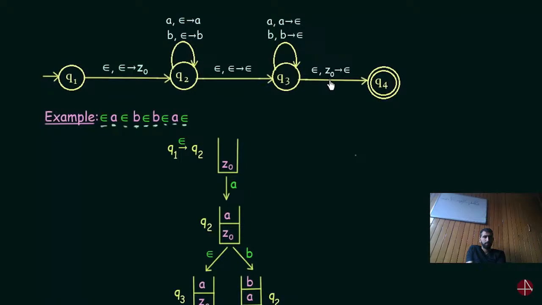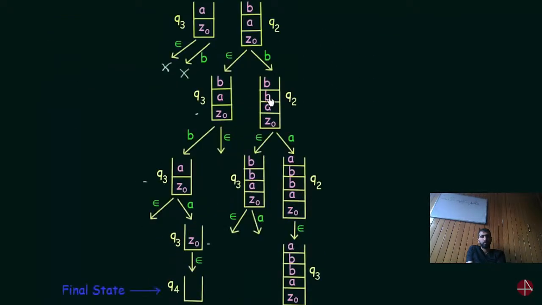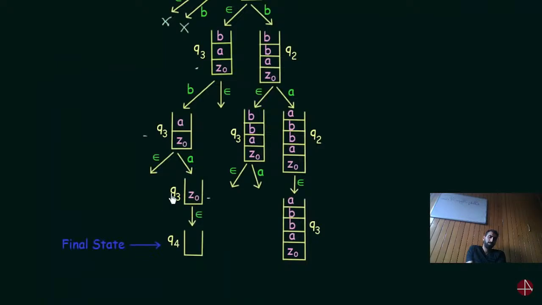We have to check if Z0 is on top of the stack, and if it is, you can pop that Z0 and go to the final state Q4. So let's see what happens. We were over here, and what we read was an epsilon because we have reached the end of the string, and we have to check whether Z0 is the topmost element of the stack. And yes, Z0 is the topmost and the only symbol in my stack now.